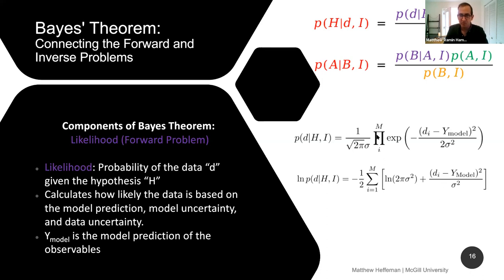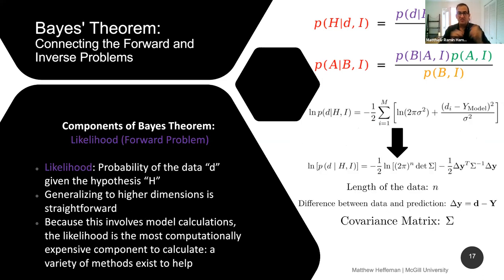So you can move from the top to the bottom now by just taking the logarithm. And this is really the form we see it in most commonly. In this case, we're looking at a 1D example. So the variance is the sum of the model variance plus the data variance. So you can think of this as the uncertainty squared is the variance. And so they just add together like this.